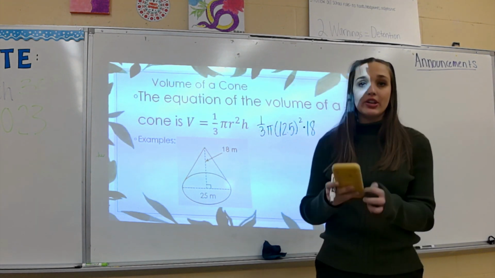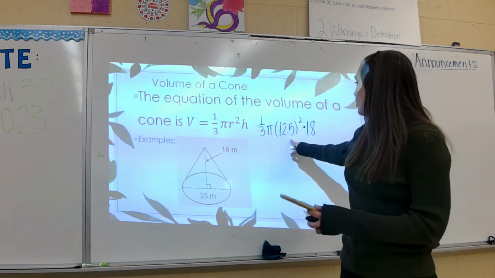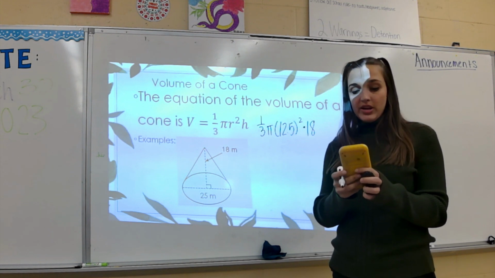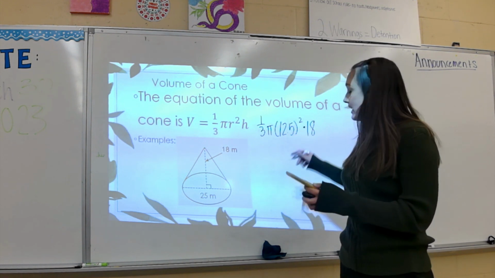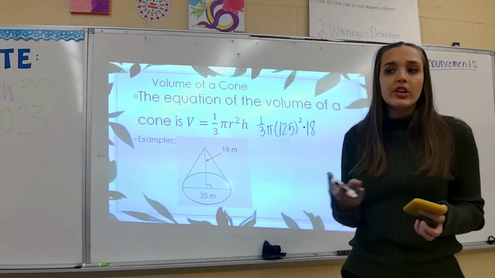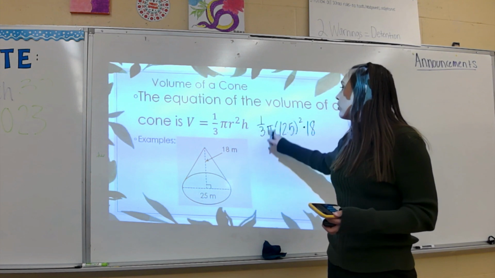So inside my calculator, I'm going to put for pi 3.14 times 12.5 times another 12.5 because it's squared times 18. And I press enter. So that would be if we were working with a cylinder. That's what that volume was. But we are multiplying by 1/3.